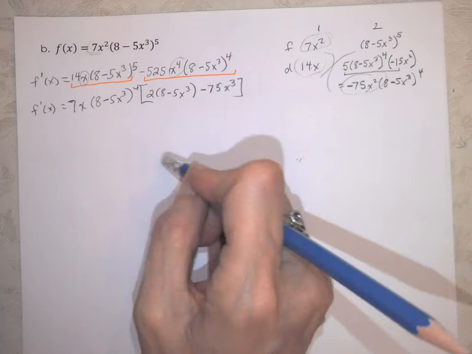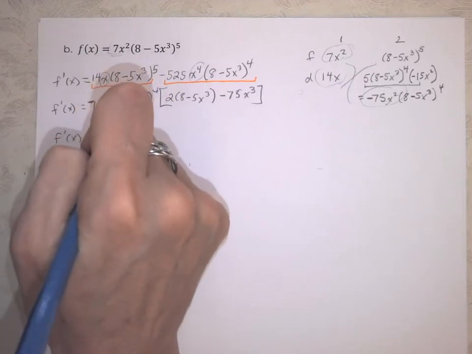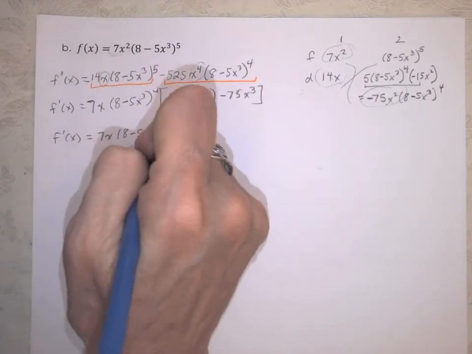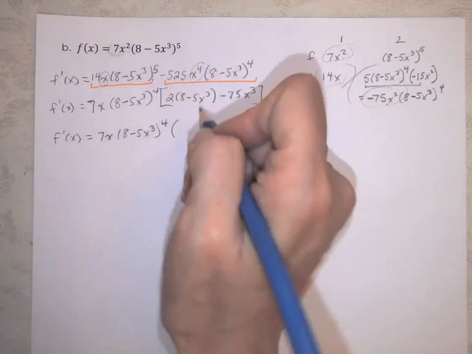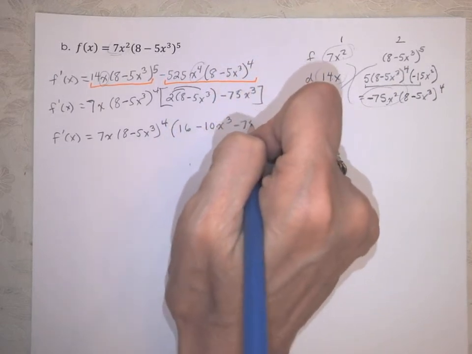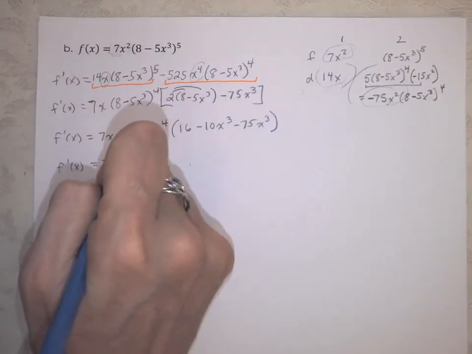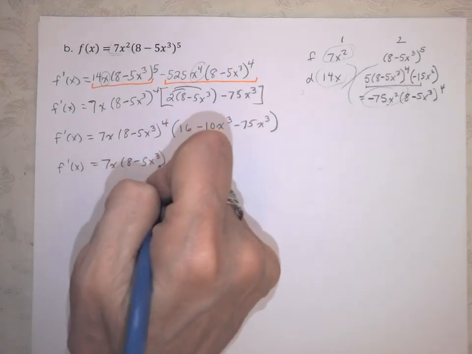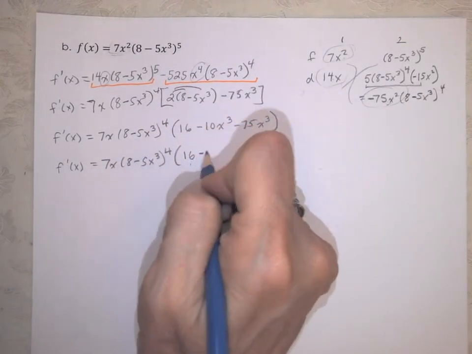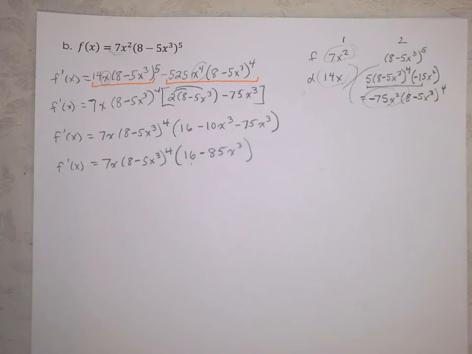So now I've got it in factored form, but not simplified factored form. So I'm going to keep going here. 7x times 8 minus 5x cubed to the 4th times, so distribute there, 16 minus 10x cubed minus 75x cubed. And that's going to give me 16 minus 85x cubed. And then I would check and see if that can be factored, but there's nothing in common with 16 and 85. So there I've done, I have it in simplified factored form.